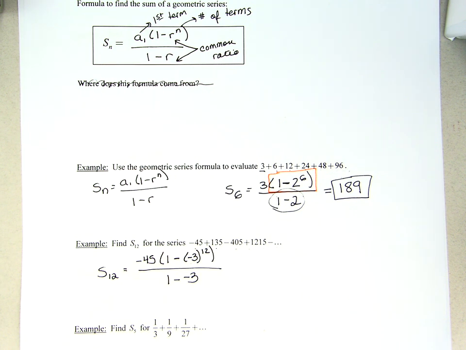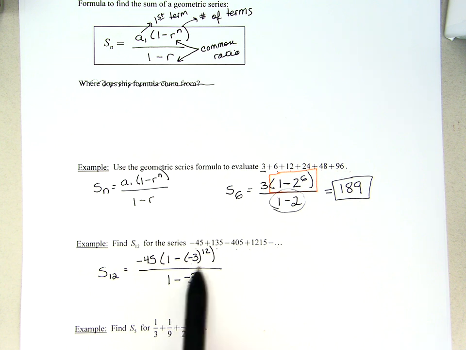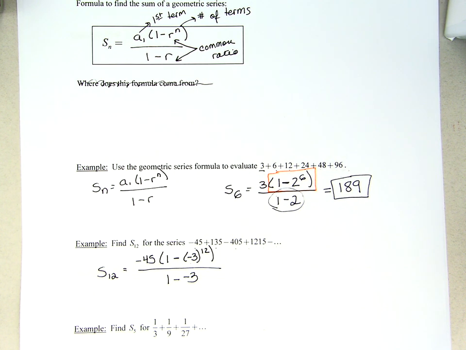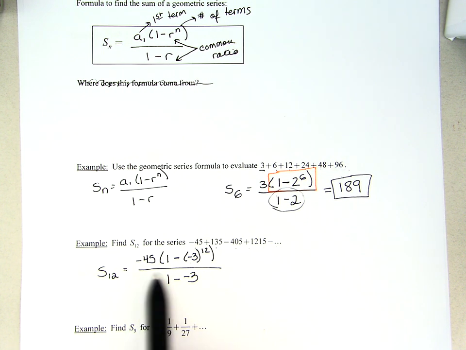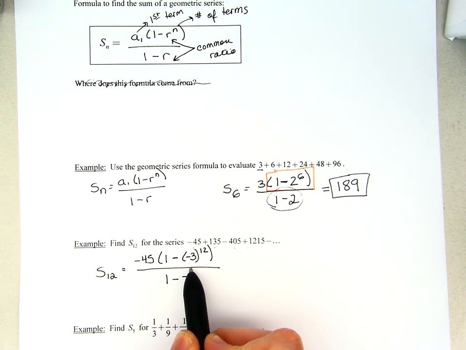You are not allowed to do that because of the order of operations. Order of operations says I need to deal with my power first. And in fact, when you do negative 3 raised to the 12th, you'll no longer have a negative there. It will end up being 1 minus some positive number. So I'm just going to leave it the way I have. And what you need to realize is that anytime your ratio is a negative number or a fraction or something like that, you need to put it in parentheses.